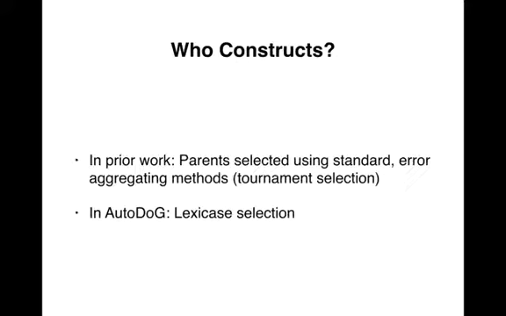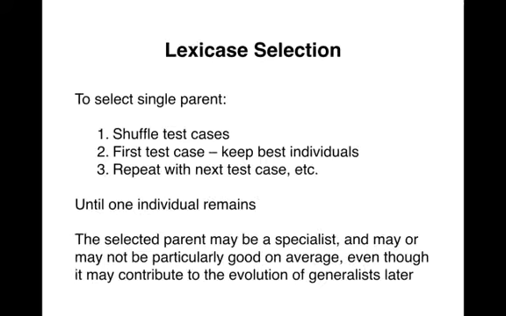Now, who gets to construct? How are the parents selected? Well, in prior work, we used what everybody uses for most GP, which is error aggregating methods like tournament selection. In Autodog, however, we use lexicase selection, and this is a relatively recently developed parent selection algorithm in which the errors on multiple test cases are not aggregated into a single value that is then used for tournaments. We don't aggregate the errors on multiple test cases at all.